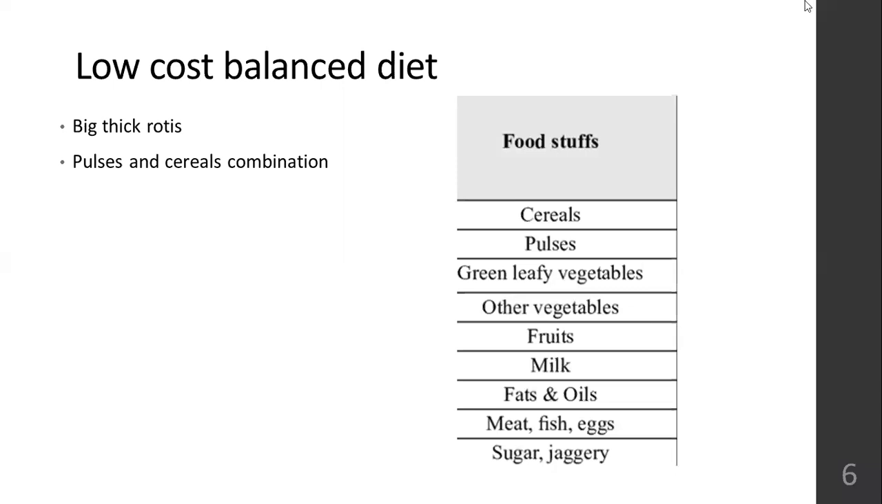Can you give me some examples of dishes that are a combination of pulses and cereals? Any form of pulses and cereals. Yes, khichdi, pongal, bisi bele bath. Yes, dosas, idlis. They are combinations of pulses and cereals.